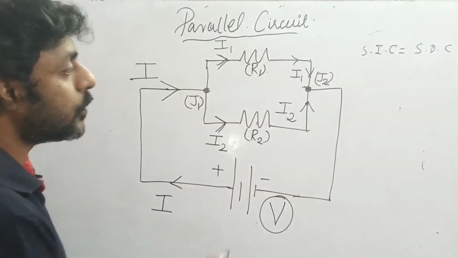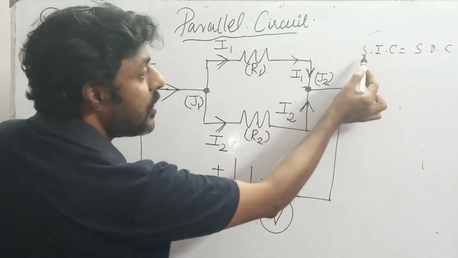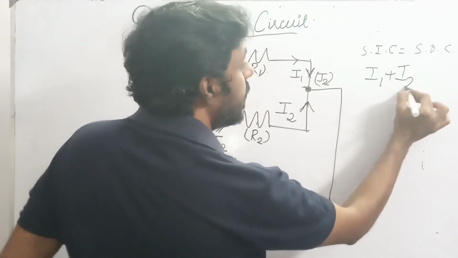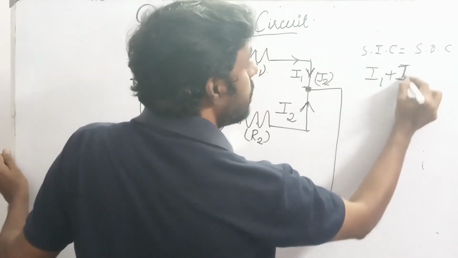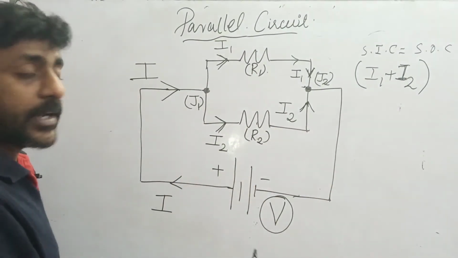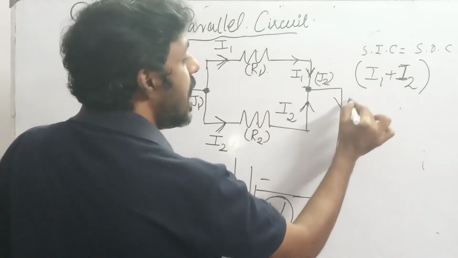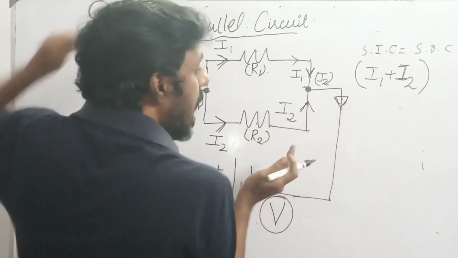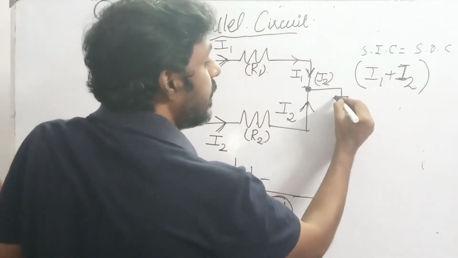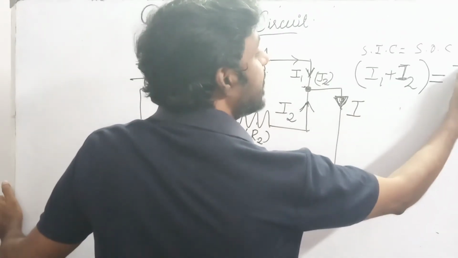Sum of the incoming current. What is the sum of the incoming current? Incoming currents are I1 and I2. So the sum of the incoming current is I1 plus I2. You got it? The sum of the incoming current is equal to the sum of the outgoing current. So what will be I1 plus I2? I1 plus I2 is nothing but I. So I1 and I2 join together in order to form the total current I.